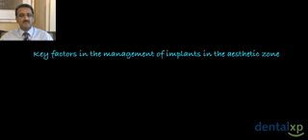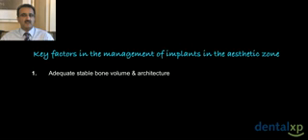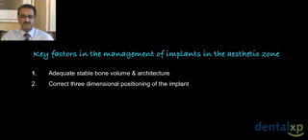So let's look at some of the key factors in the management of implants in the aesthetic zone. It's probably worth taking note of these and jotting these things down. Because what we're looking at, first of all, is that we need to have adequate stable bone volume and architecture. And the key word here is stable. Okay? It's bone volume and architecture, but stable volume. We need to have the correct three-dimensional positioning of our implant, and that today is considered to be 3 millimeters apical and 2 millimeters palatal to the final gingival margin that you wish to achieve on the final restoration. In other words, the ideal gingival margin.